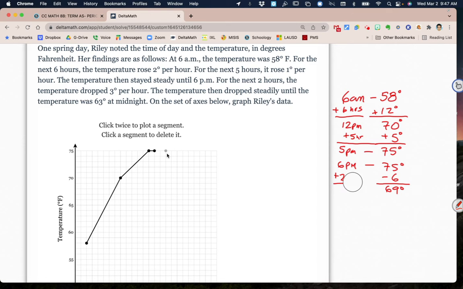Or 2 hours, not 2 p.m. So 8 p.m. Okay, so at 8 p.m. it's 69 degrees.